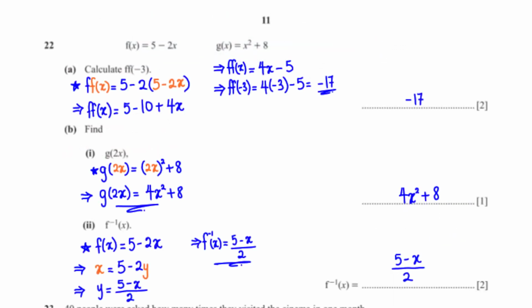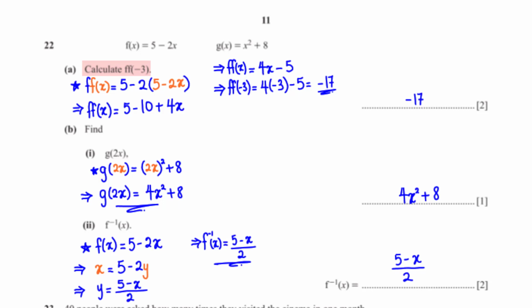f of x equals 5 minus 2x. g of x equals x squared plus 8. Calculate f of f of x. So first off, let's find f of f of x. To do this, anywhere we see x in the equation f of x, we are going to put the equation f of x. So we have 5 minus 2x. So we take out the x and replace it with f of x, which is 5 minus 2x. And that simplifies to 4x minus 5.